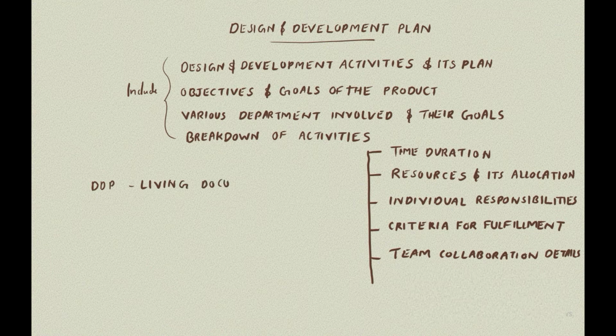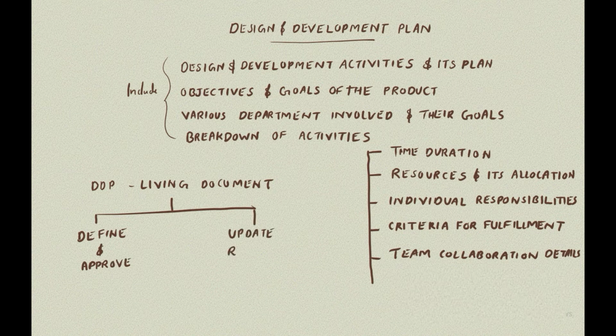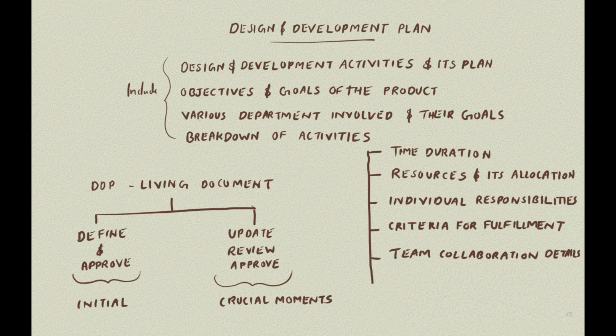The design and development plan is basically a living document. Initially it will be defined and approved using a design control system, and later, whenever it's required, it will get updated, reviewed and again approved, majorly at the crucial moments of the project.